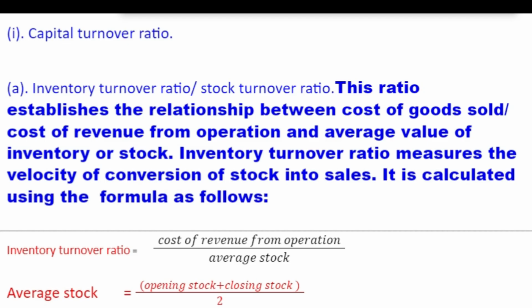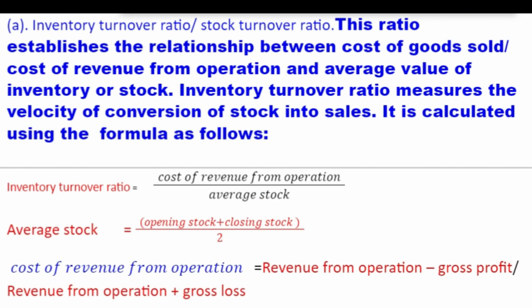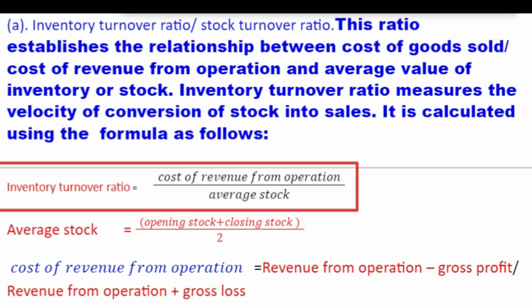Inventory turnover ratio or stock turnover ratio establishes the relationship between cost of goods sold or cost of revenue from operation and average value of inventory or stock. The inventory turnover ratio formula is cost of revenue from operation divided by average stock. The term cost of revenue from operation means the cost price of the goods that are sold, and the sales price is the revenue from operation.